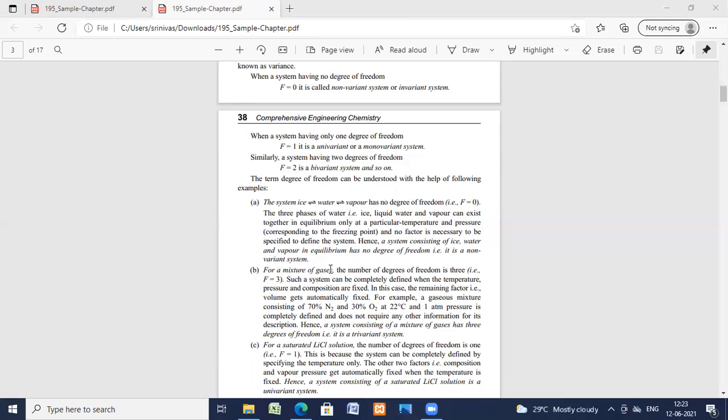For a mixture of gases, the number of degrees of freedom is 3. F is equal to 3. Such a system can be completely defined when temperature, pressure, and composition are fixed.